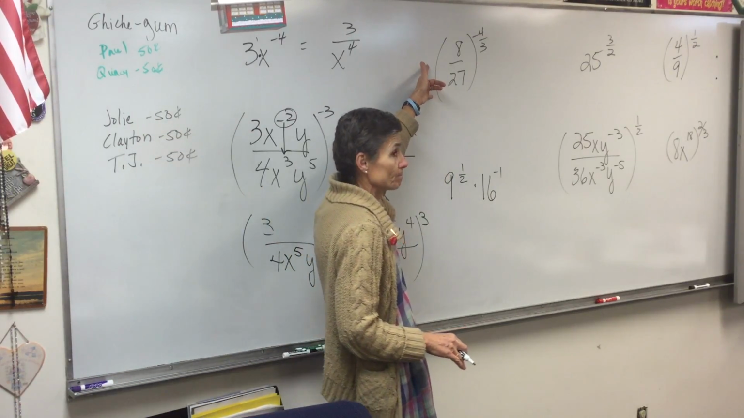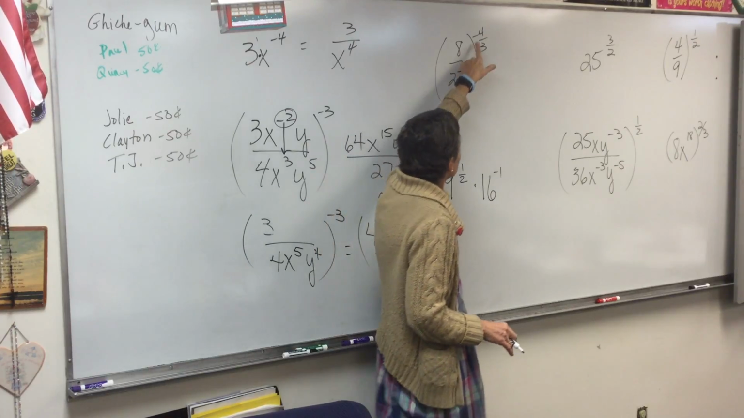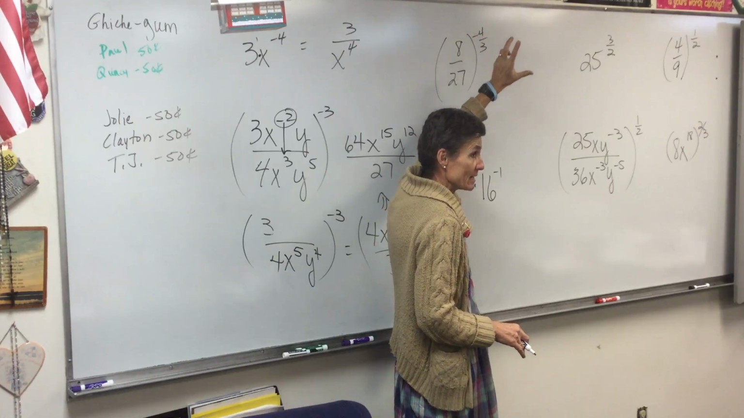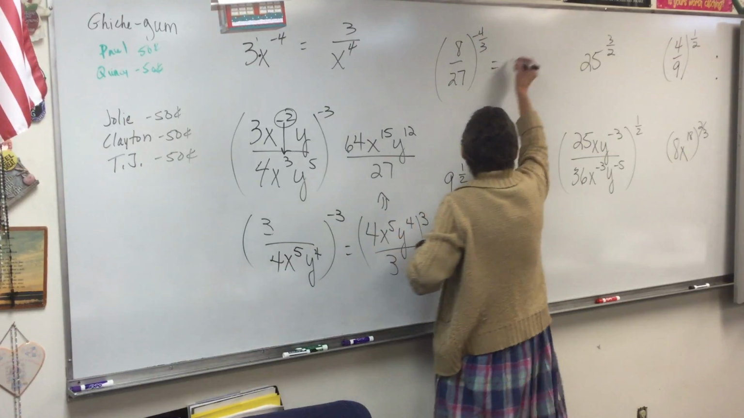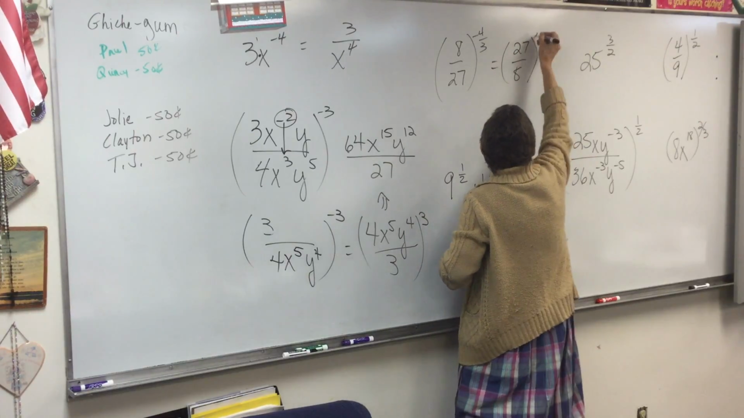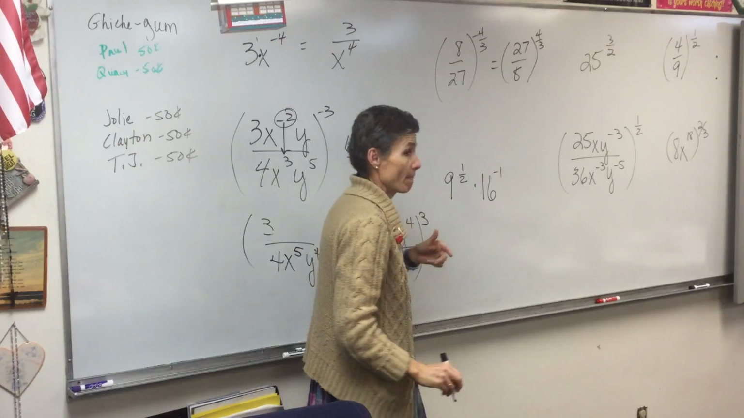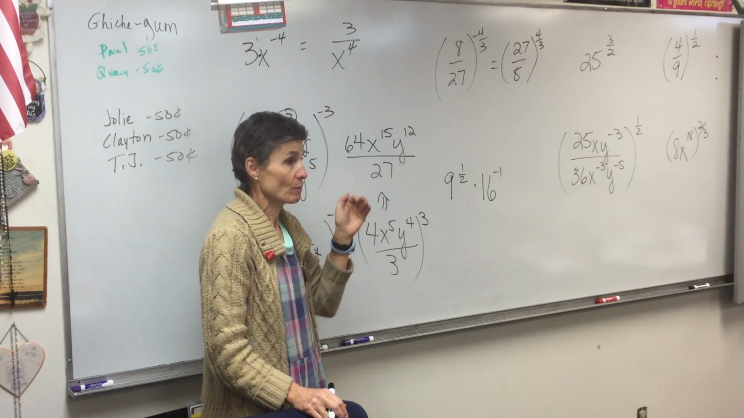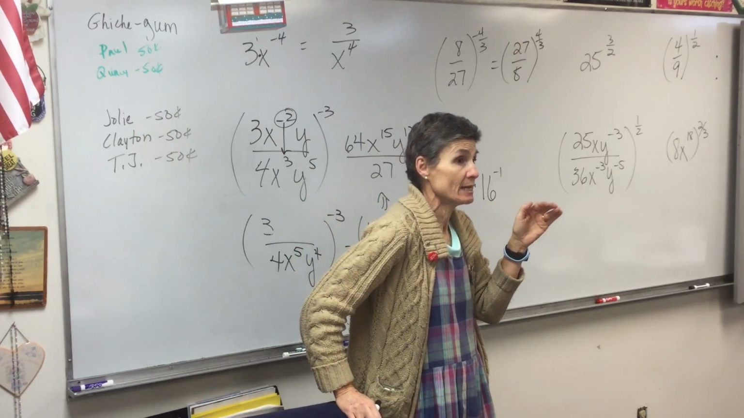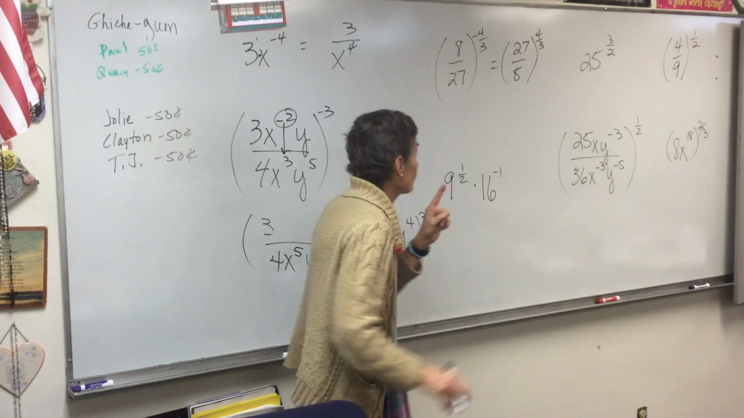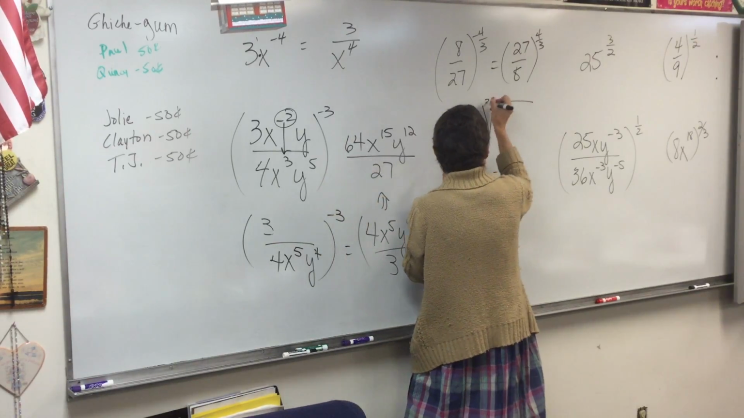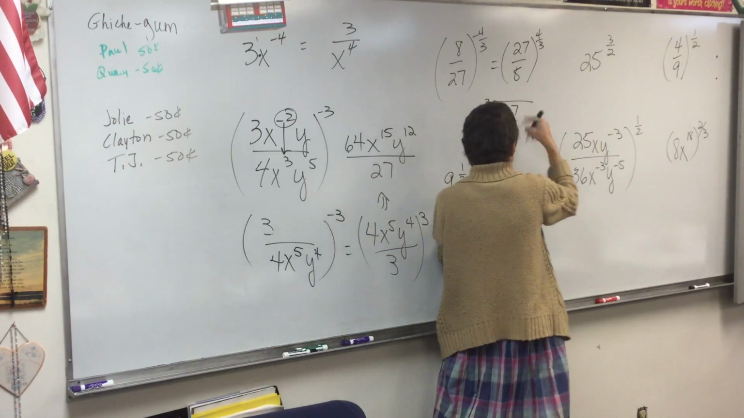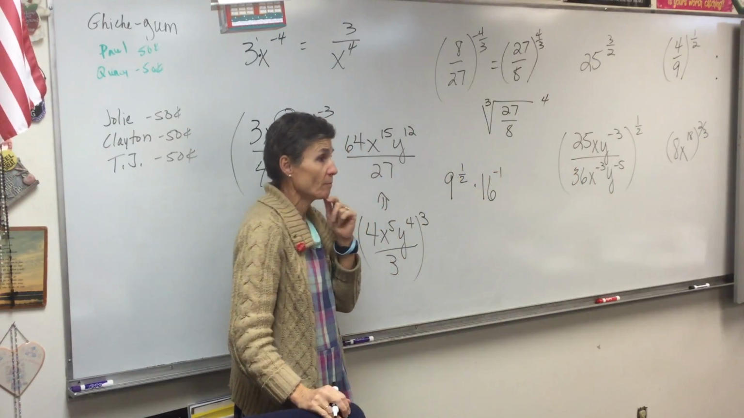All right, how about this guy? Flip it. First thing, do you notice this? That's a problem. So what do we do with that negative? What does that negative do? Flips the fraction. So 27/8 to the 4/3. Now, what does the 4/3 power mean? Remember, fractional powers mean radicals. So what root am I taking? The third root. I'm taking the cube root of 27/8. And then, after I do that, I'll take it to the 4th power.